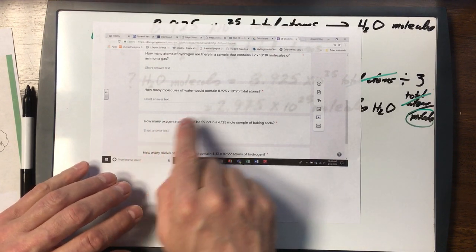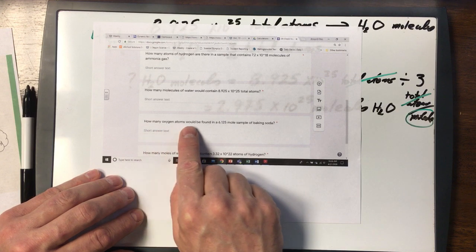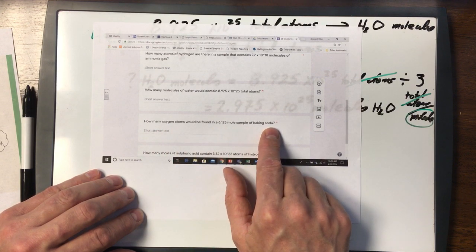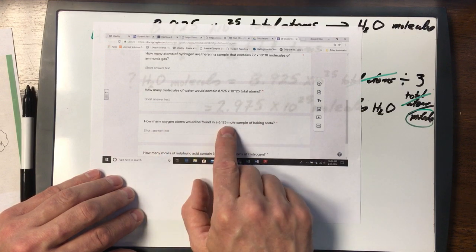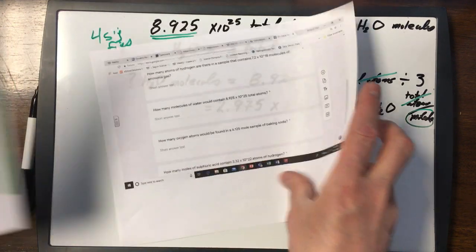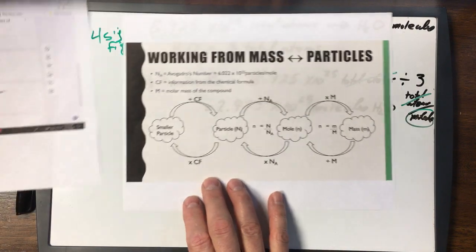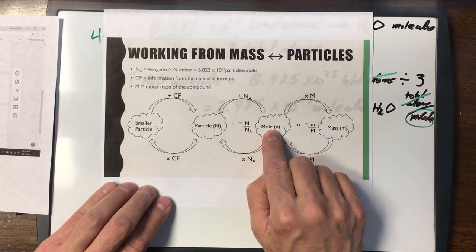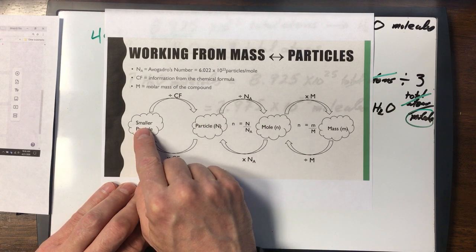So our third problem here is how many oxygen atoms will be found in 6.125 moles sample of baking soda. Okay, so we're looking for oxygen atoms and we're given moles. So I'm going to take this one here. In this case, we're given moles and we want to get to oxygen atoms of a compound, so we want to go all the way over here.